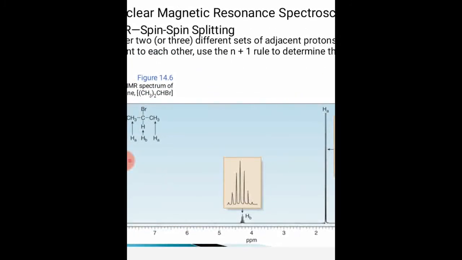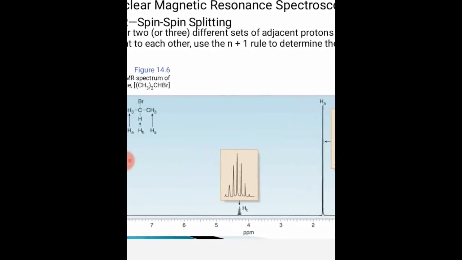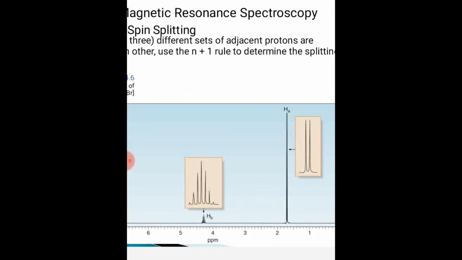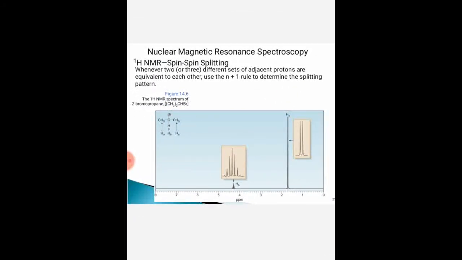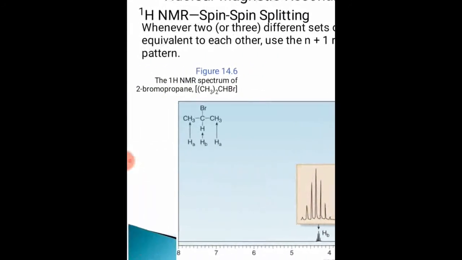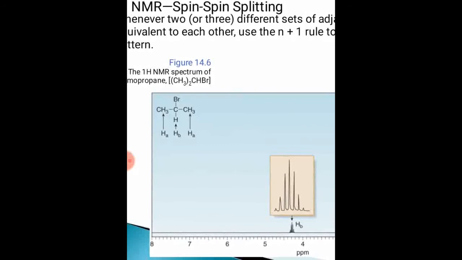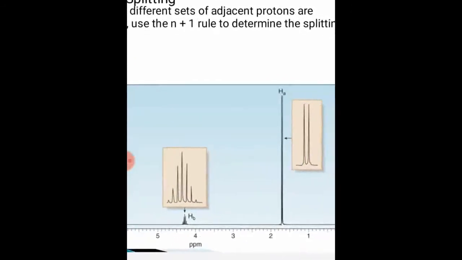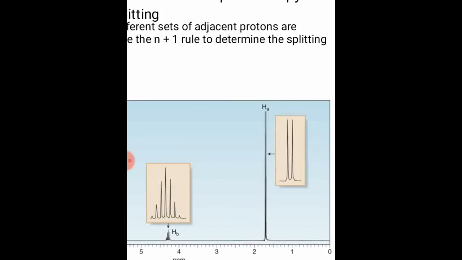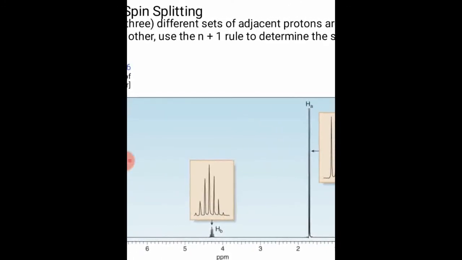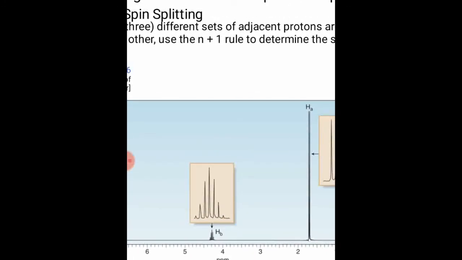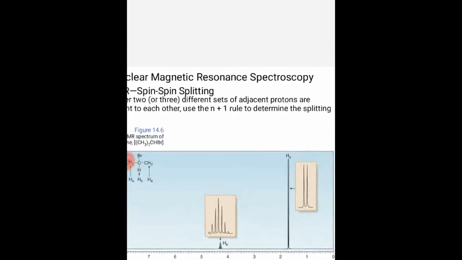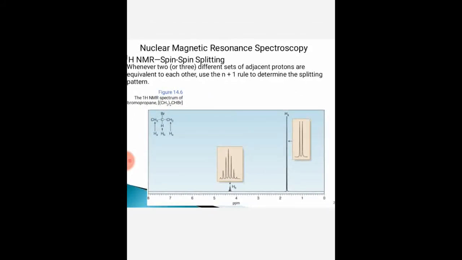This is the spectrum of 2-bromopropane. This is how the doublet and septet appear on the NMR scale. See here, we get a doublet for the A set of protons, HA, and a septet for the B set of protons. The doublet for the A set of protons appears at 1.6 to 1.8, and the septet appears at 4.3 to 4.4. This is the spectrum.